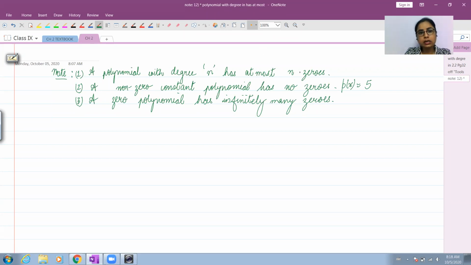Then third is the zero polynomial, which is a constant polynomial with value equal to zero. It has infinitely many zeros. So whatever value of x you substitute here, the answer is always going to be zero. So you could put any real number in place of x, the answer will always be zero. So every substituted value of x will be a zero of the zero polynomial.